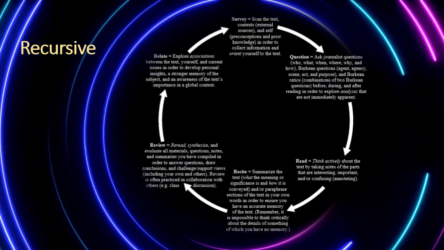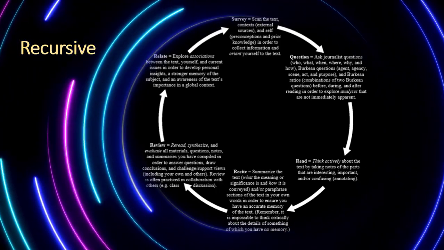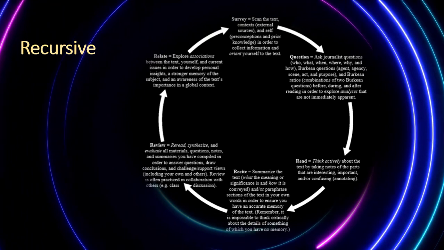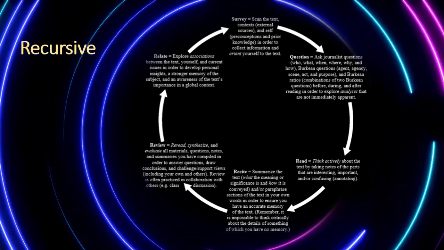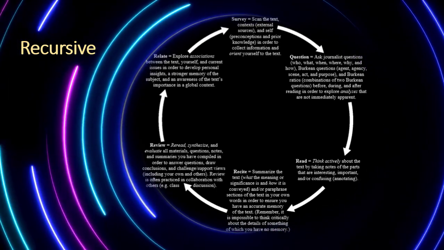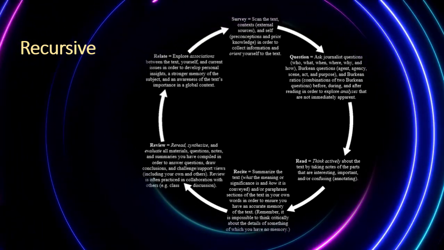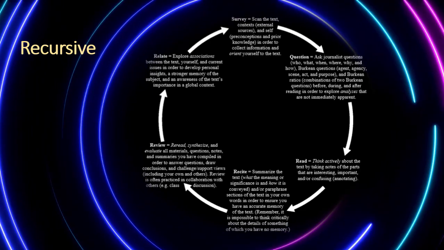Finally, the SQ3R+R process is a recursive one. This means that the stages in this process recur or happen over and over again, and not necessarily in any particular order. You may have heard of the phrase recursive writing process, which refers to pre-writing, writing, and rewriting. A recursive reading process is similar. It refers to pre-reading, reading, and rereading.